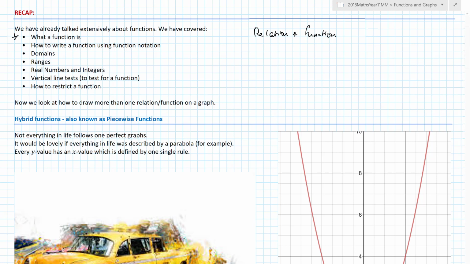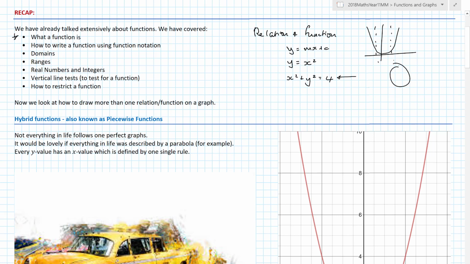So to go back, if you remember, a function has to pass the vertical line test. And by that it means if you can draw a vertical line through your graph and it only crosses that graph once, then it is a function. Everything other than that is a relation. So y equals mx plus c, y equals x squared, all relations, even x squared plus y squared equals 4 is a relation. But in this situation, that would not be a function.